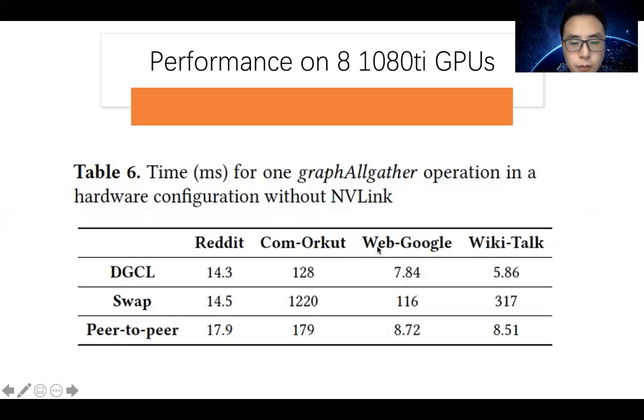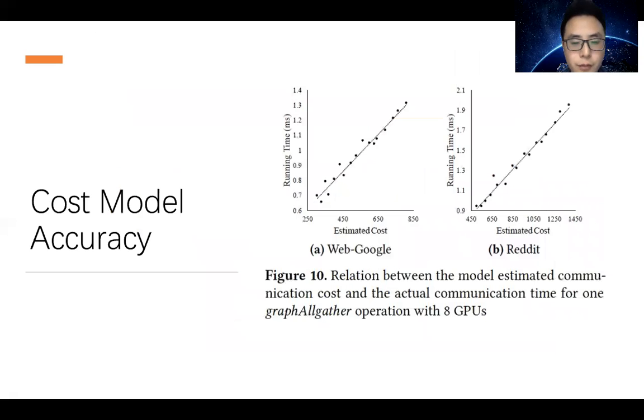We also reported performance of DGCL on a GPU topology without any NVLink. In such a case, the GPU connections have similar bandwidth, but DGCL still outperforms peer-to-peer communication since it considers the bandwidth contention during the communication. We also used a micro experiment to test the cost model accuracy.